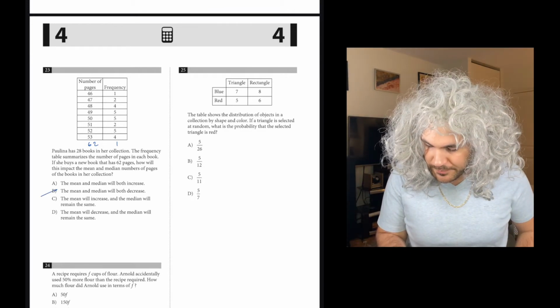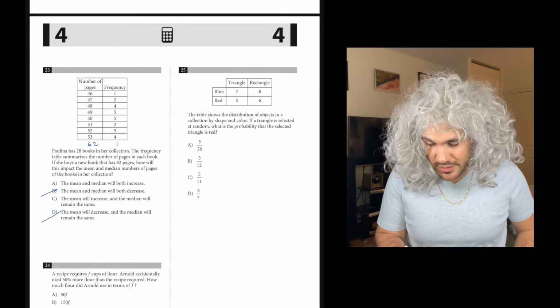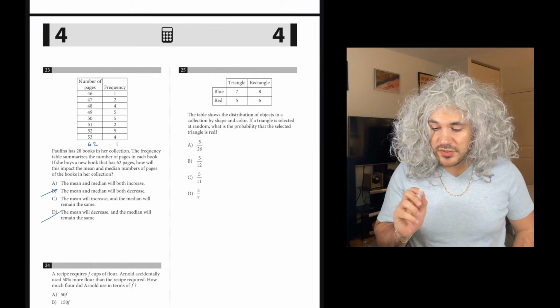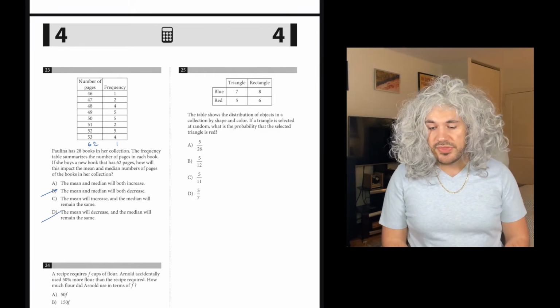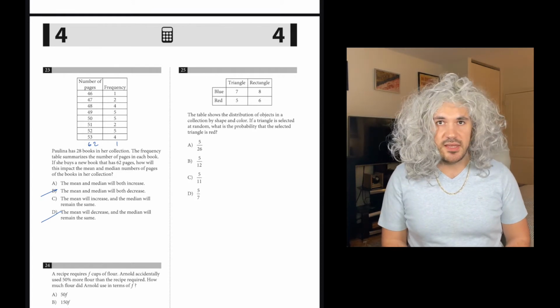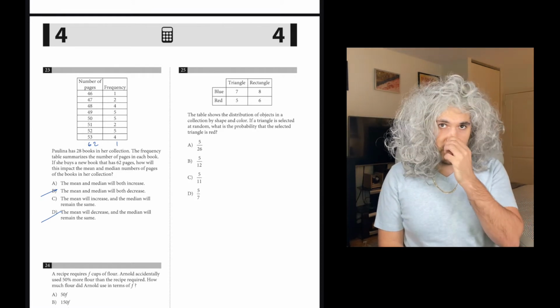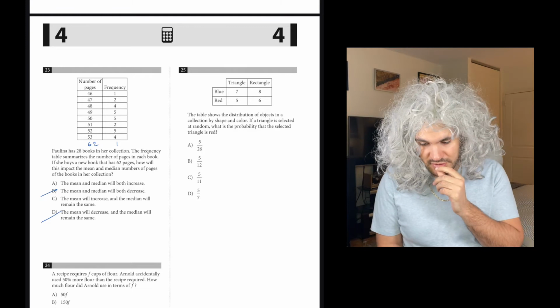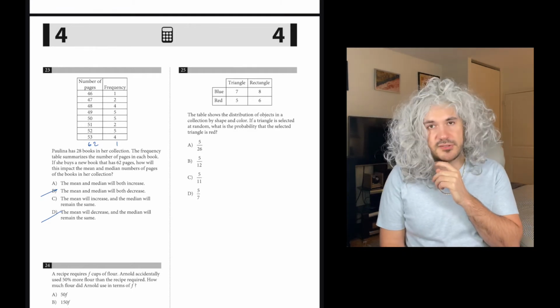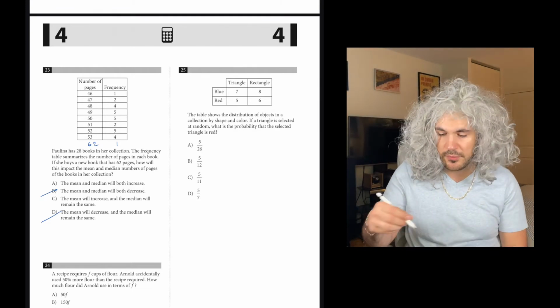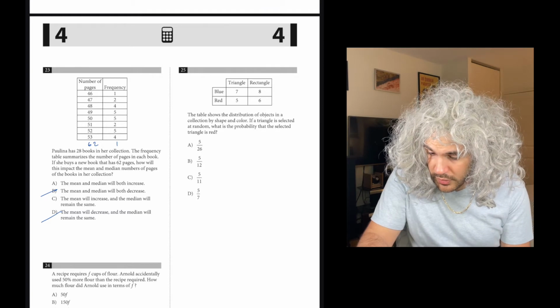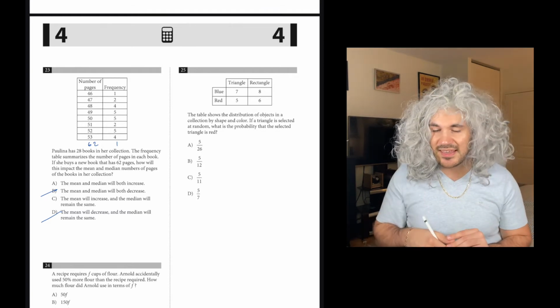So it can't be B, can't be D, so it's either A or C. Now the question is about the median. Depending on what the median is, it could go up or it might not go up. We have to see where the median is first. So let's see. We have 28 books in the collection. So let's see where the 14th and 15th books are. So we got 1. So 1. So I'm basically counting.